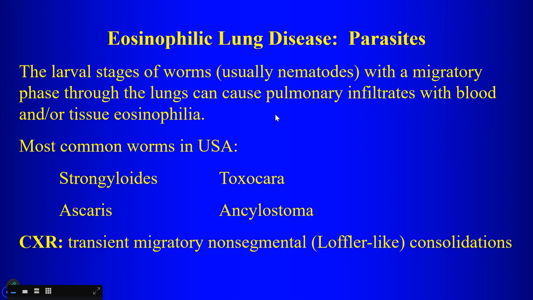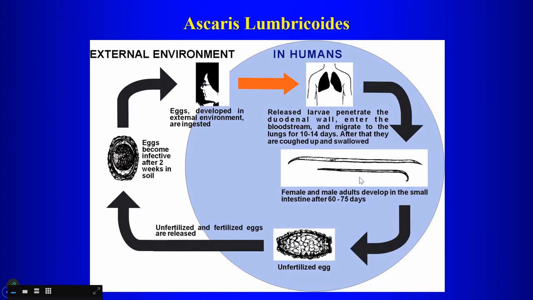So the larvae of these worms, the nematodes, have a migratory phase through the lung, and when they're migrating through the lung is when the patients can develop symptoms, consolidations on the chest radiograph, and they might have peripheral eosinophilia. So they can have transient non-segmental migratory consolidations, very similar to Loeffler's, and as we said, in his original series, most of those patients probably had ascariasis.